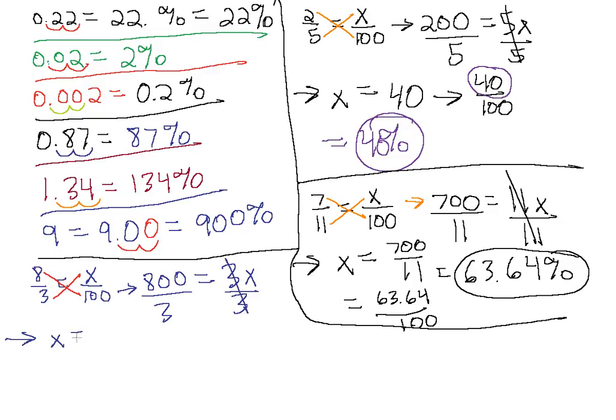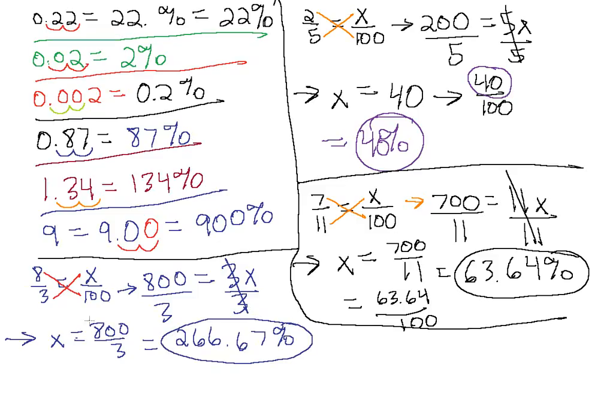We get x equals 800 over 3. And once again, going to our calculator, this will equal 266.67, rounded to the nearest 2 decimal places. And 266.67% is our answer for 8 over 3. If we want to write it in fraction form, one more time, 266.67 over 100 is what we get here. And this will be our answer with a percent sign on it.